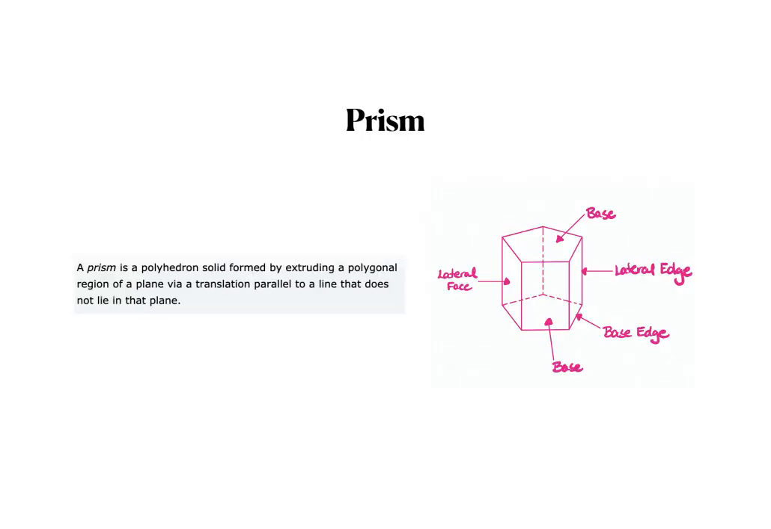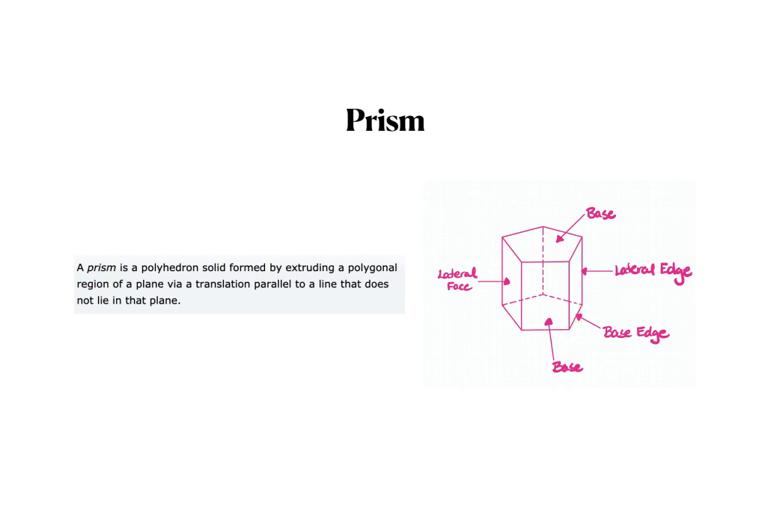The first shape that I'm going to talk about is a prism. A prism is a polyhedron or a solid formed with faces that are all polygons, and it has congruent faces that are in parallel planes. Those faces that are congruent in the parallel planes we call bases, and the faces around the outside are called lateral faces. Where two lateral faces meet, we call a lateral edge. Where a lateral face meets a base, we call a base edge.